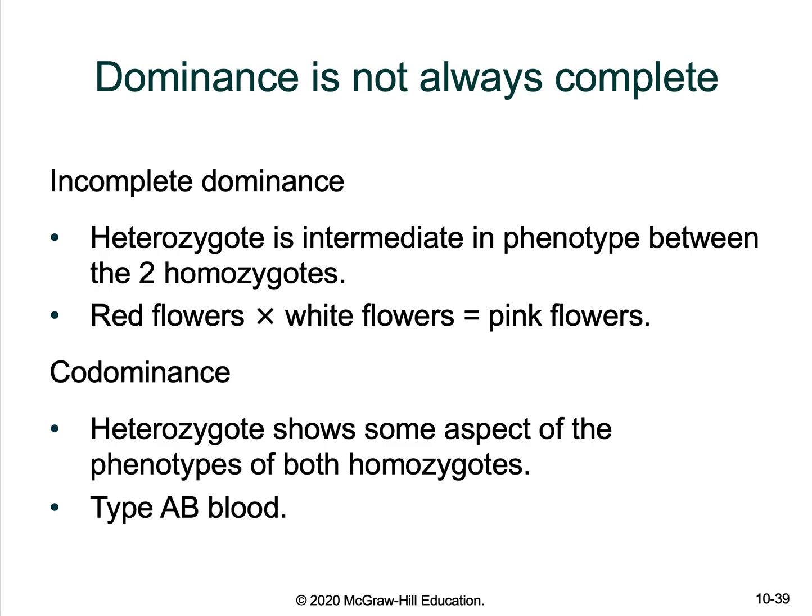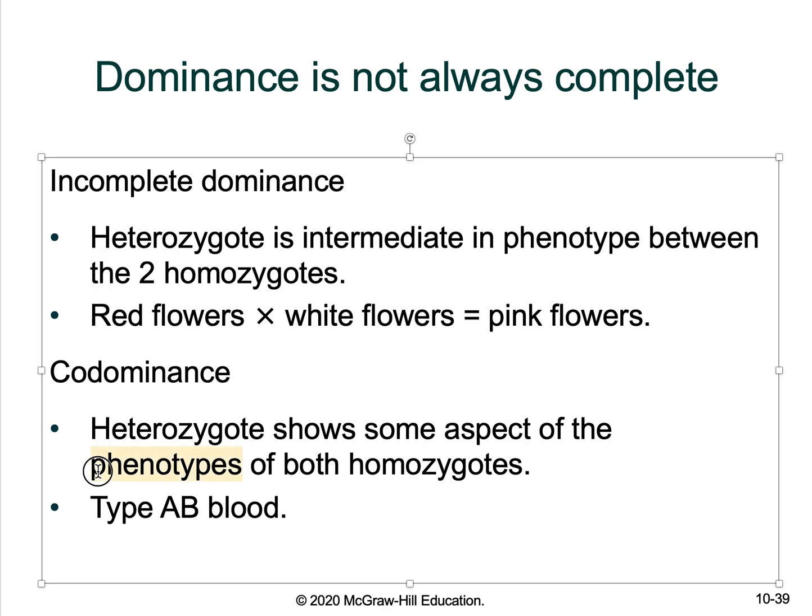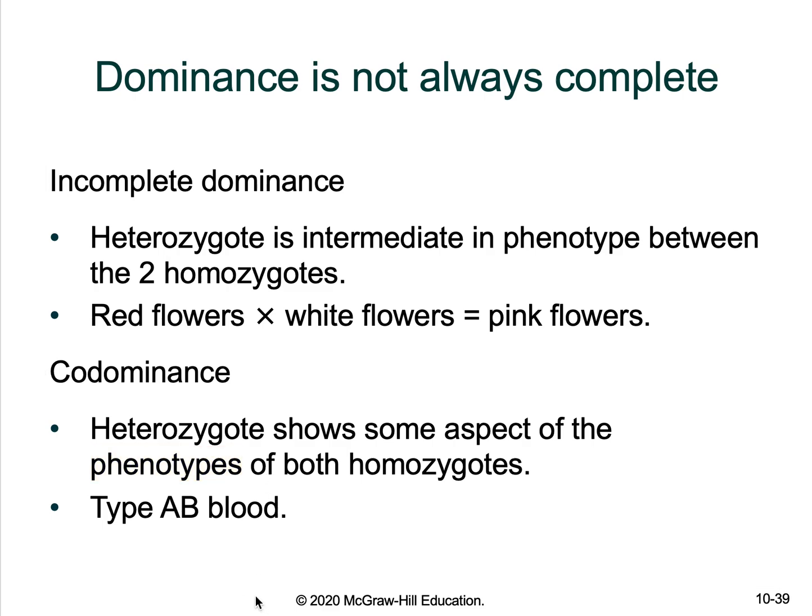Dominance is not always complete, meaning that there's not just dominant and recessive. You can have a blend. A really common example is for flowers. You can have red and white and they produce pink flowers. So this is what we call incomplete dominance. And then the last one is codominance. Heterozygotes show some aspects of the phenotypes of both homozygotes. Phenotype, again, is how the animal appears physically, or plant, or whatever it is. And then the other example that they give you is type AB blood.